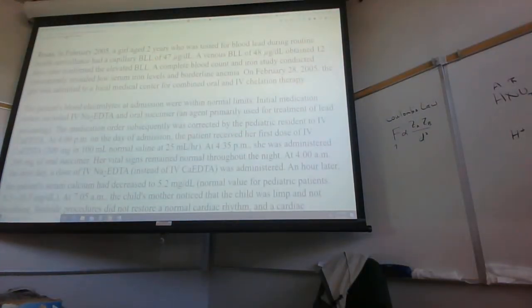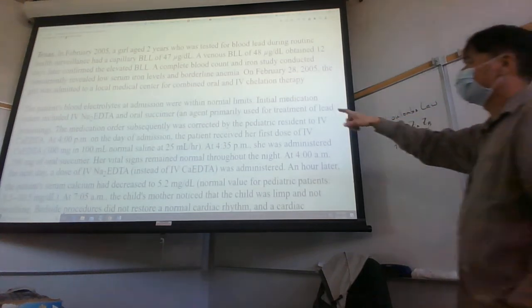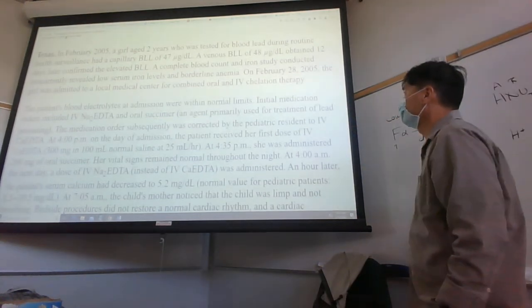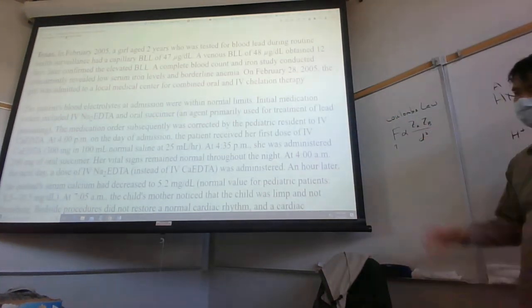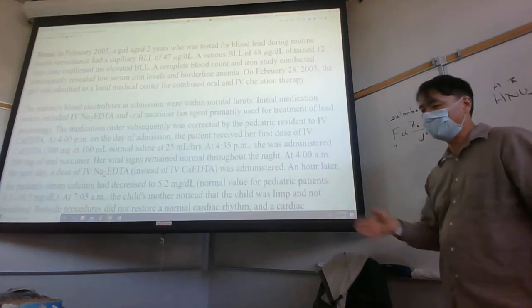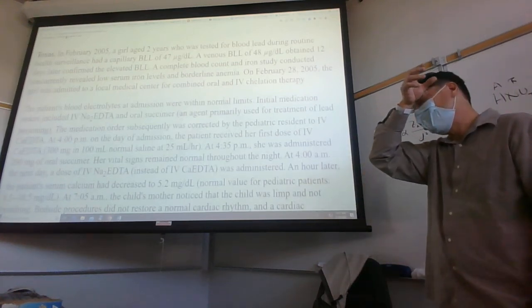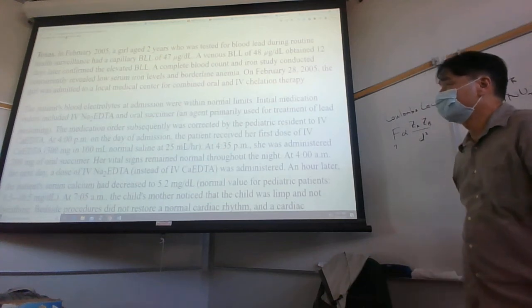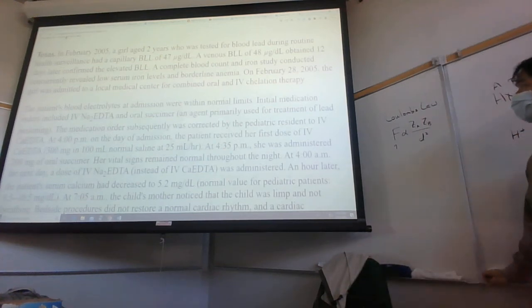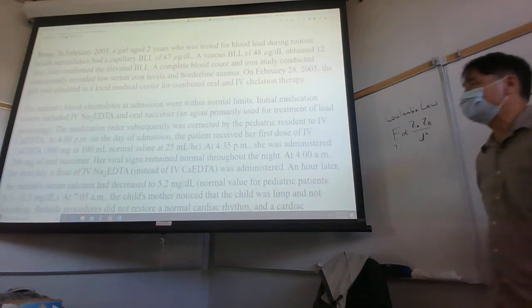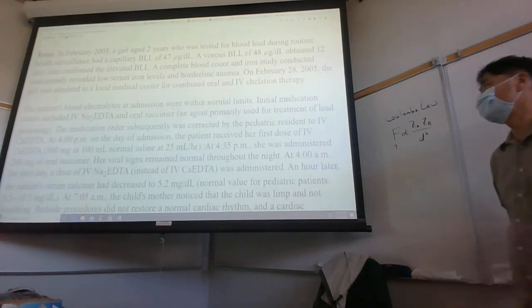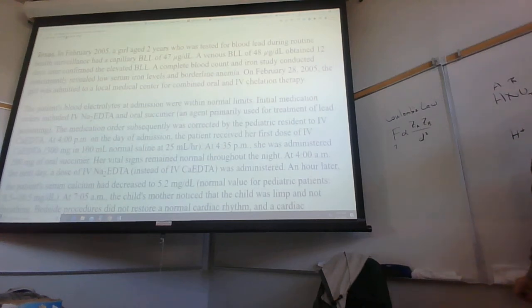On February 28, 2005, the girl was admitted to a local medical center for combined oral and intravenous chelation therapy. Chelating agents are what EDTA is. Chelating agents are common in complexes. The patient's blood electrolytes at admission were within normal limits. Initial medication orders included intravenous sodium EDTA and oral succimer, an agent primarily used for the treatment of lead poisoning. The medication order subsequently was corrected by the pediatric resident to intravenous calcium EDTA.